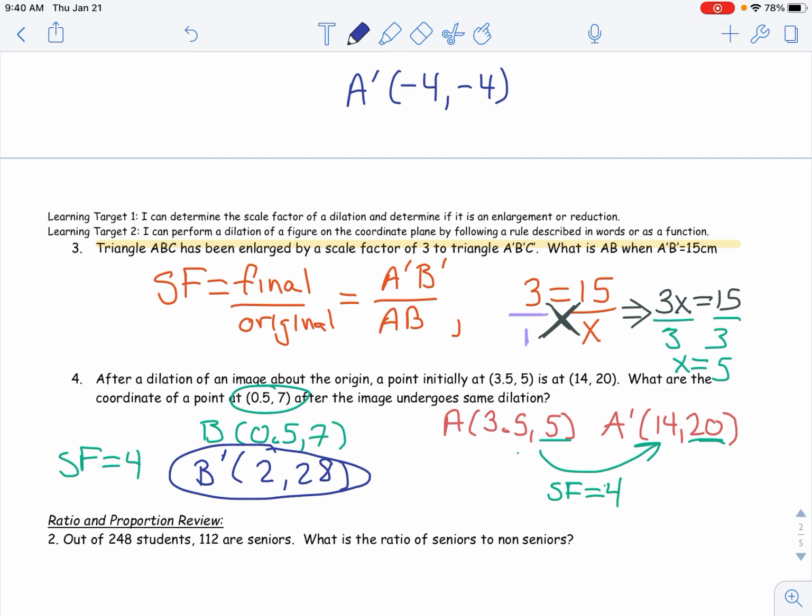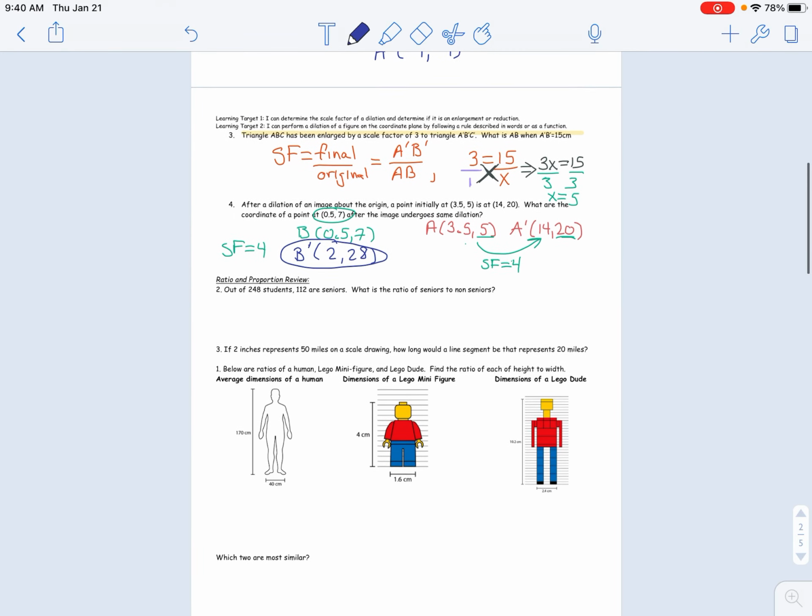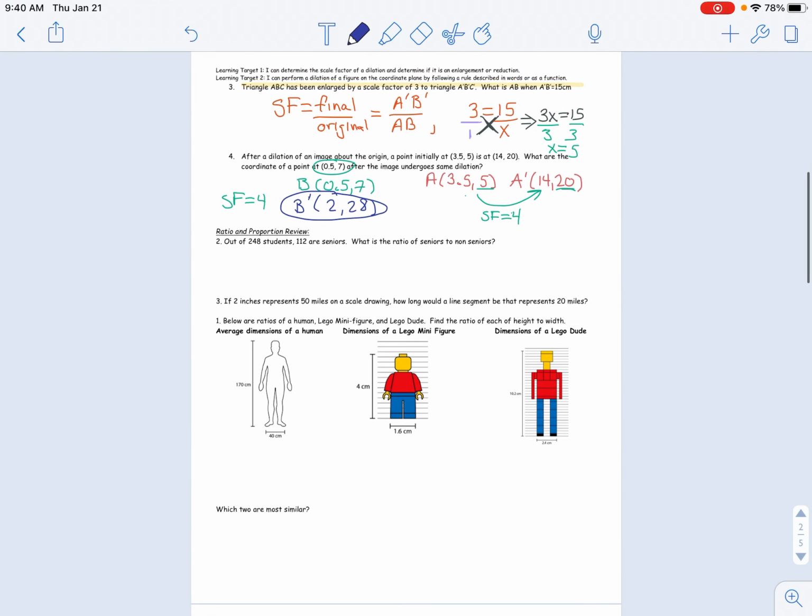All right. So that's it for scale factors and stuff like that. We're going to talk about some ratios and some similarity stuff moving forward.